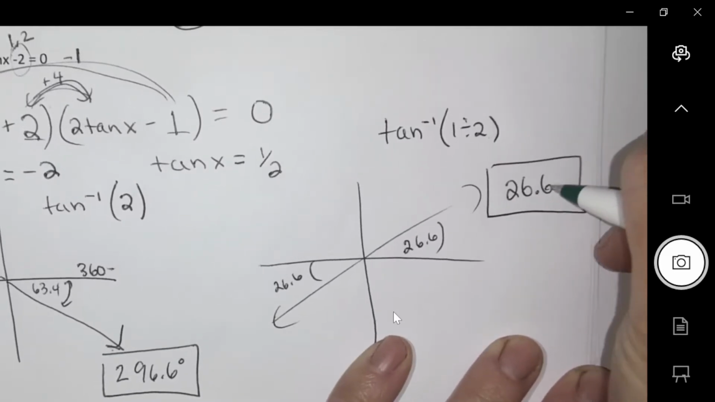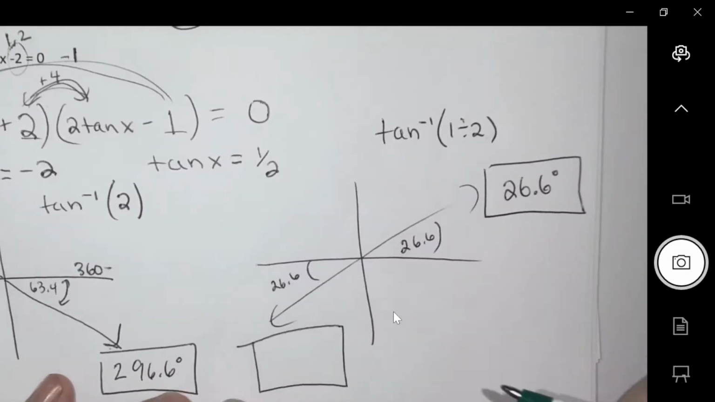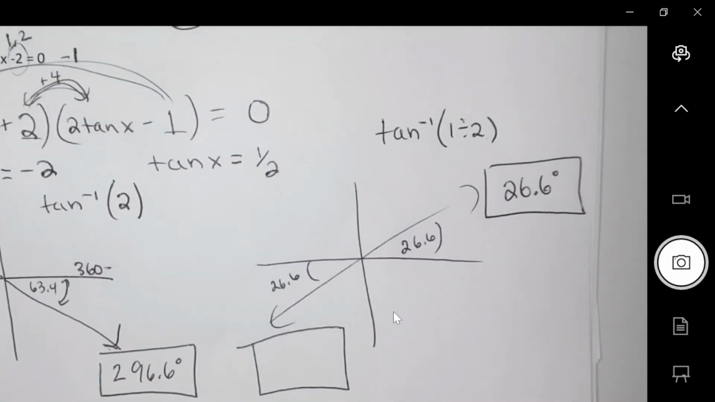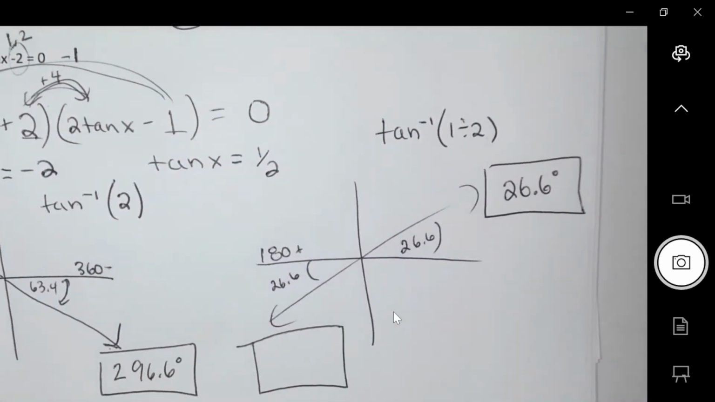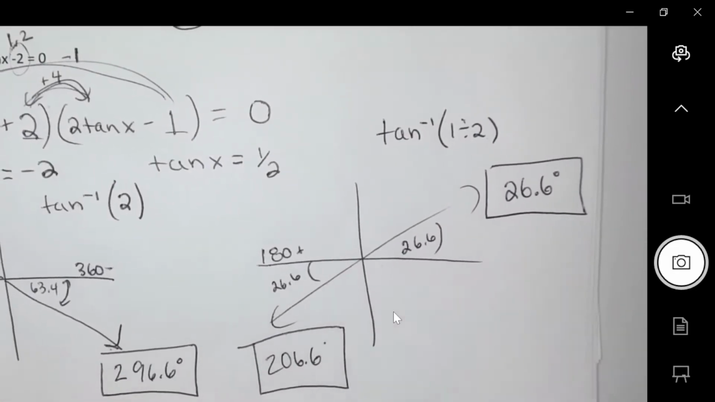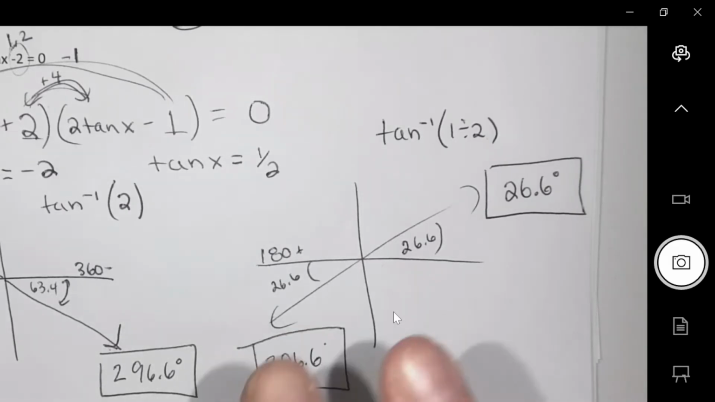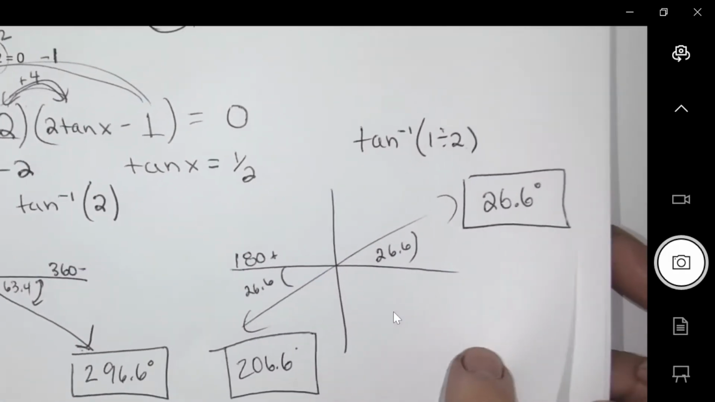Okay, your first answer in quadrant 1 is just 26.6. And then how would I get this one? I'm 26.6 what? Past 180. Okay? So make sure on those questions you don't just stop at the trig values, remembering you're always answering the angle equals this.